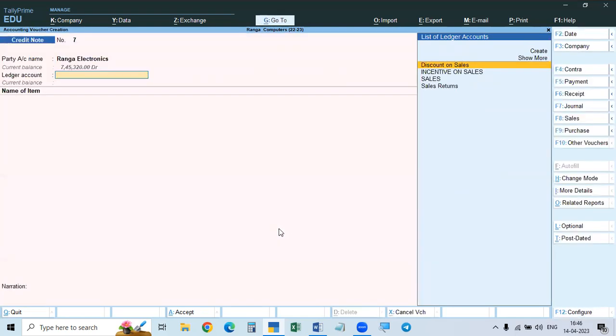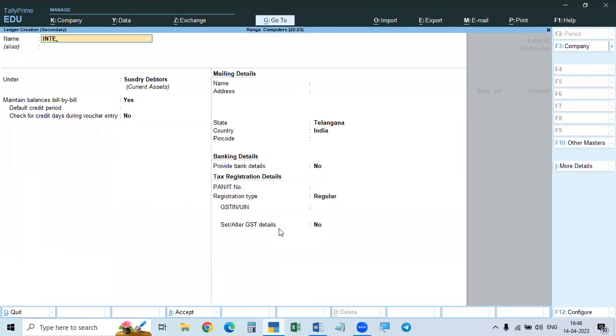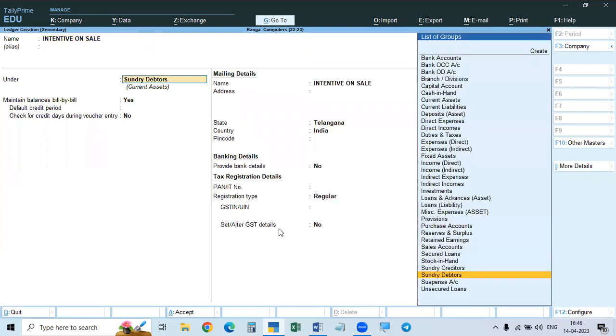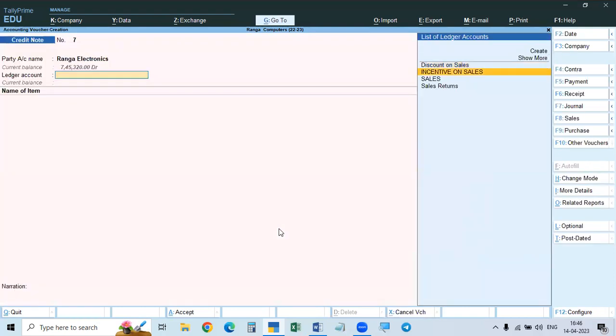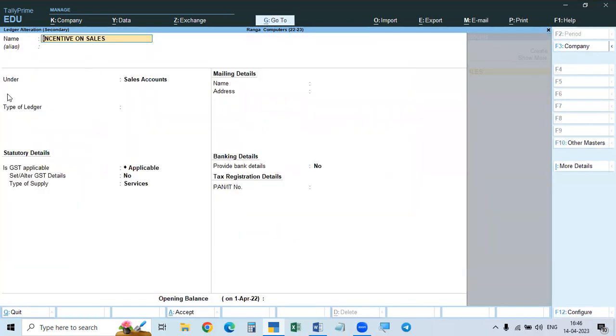Here also, what do you take? Not sales. See, in the case of discount, it is discount on sale, not changing anything in the invoice. But here also we are paying incentive for completing the target. That is why we have to create incentive on sale, and the group will be sales account only. If it is not created, we will create it, otherwise it's already created. Incentive on sales, under the group sales account only.